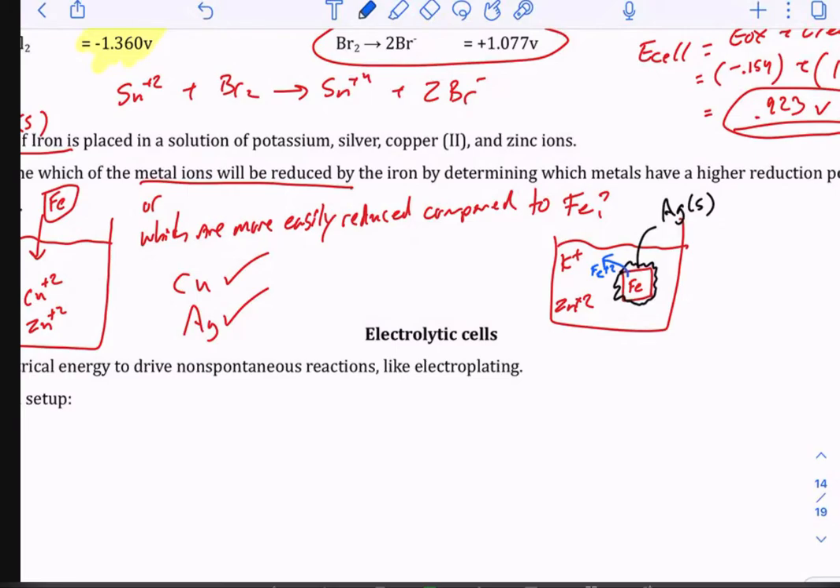Right? But it all depends on how much you have, what the concentration is. So, Ag first, copper next.